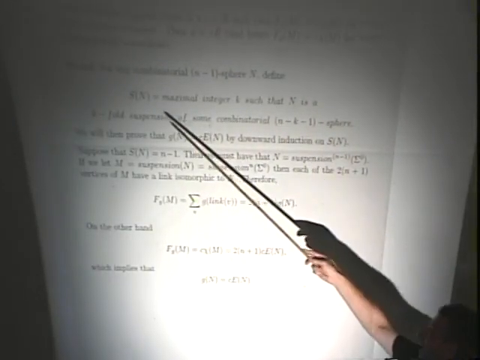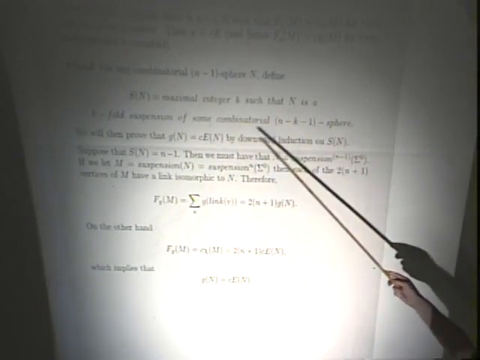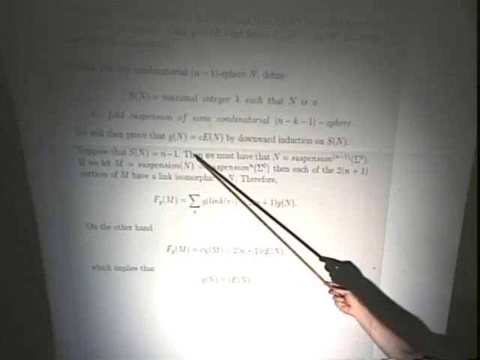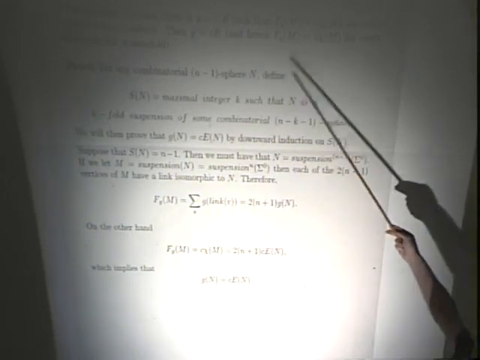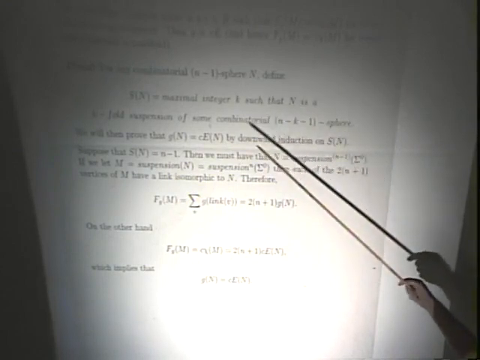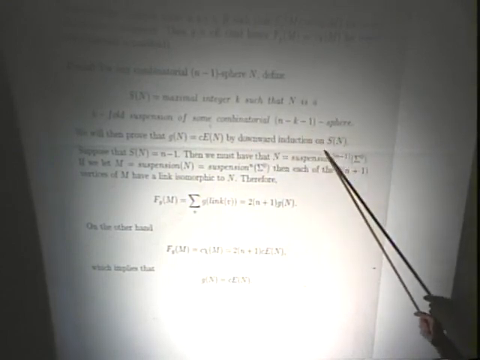But once you get the main idea, that the idea from the last proof is let's keep looking at suspensions of things and build more complicated things out of simple things. So let's define a number associated to an n minus 1 sphere, capital N. S of N is the maximal integer k such that it's a k-fold suspension of something smaller. And then we'll prove that g of that thing is E of that thing by downward induction on this number.